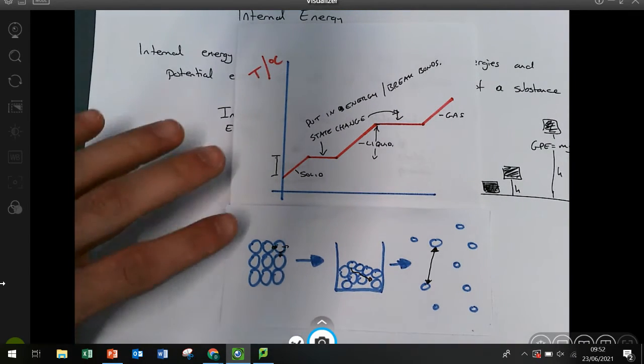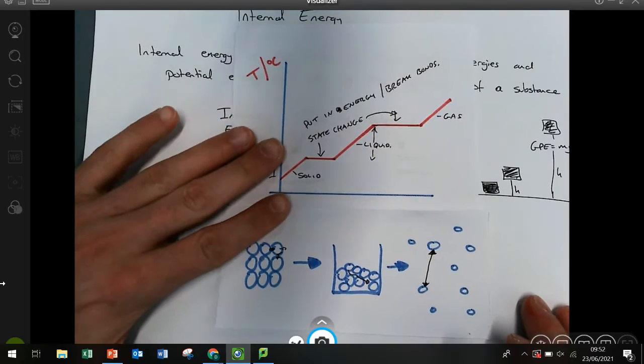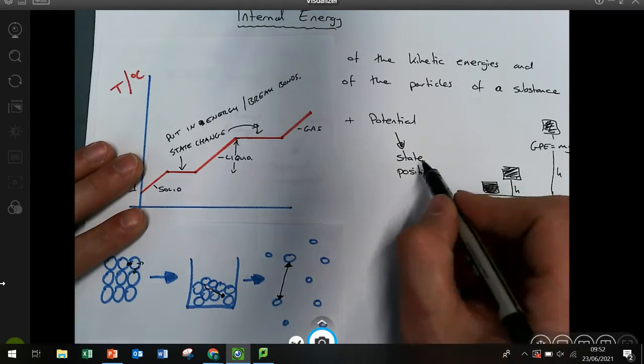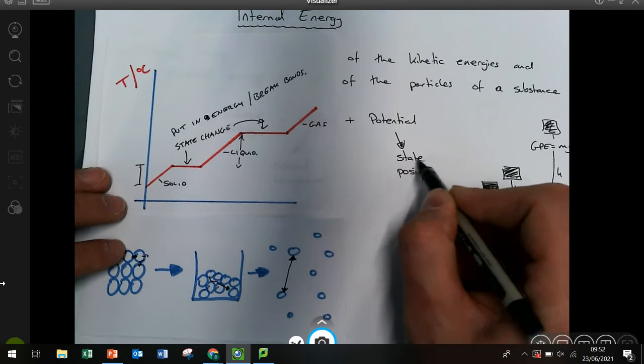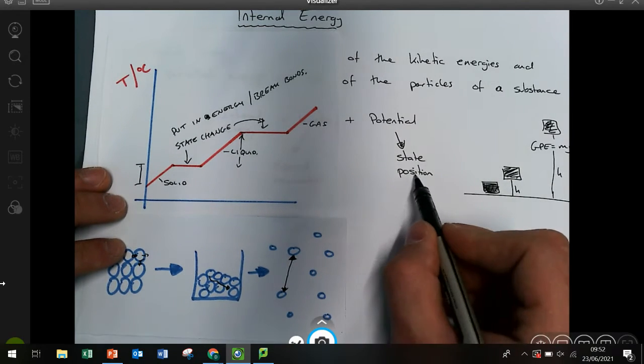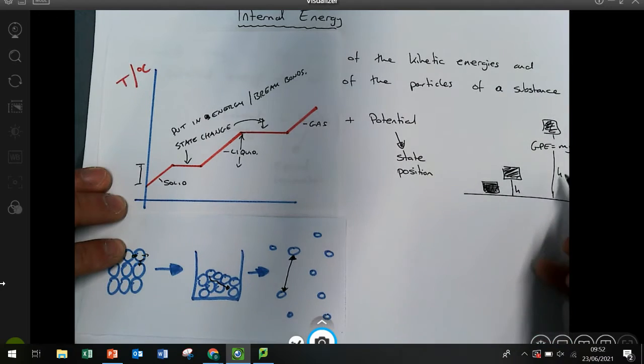So hopefully you can understand that we've got two ways to think of potential energy. It's either due to the state and therefore basically due to the energy that's going to breaking the bonds, or it's in the position, using this as an analogy.